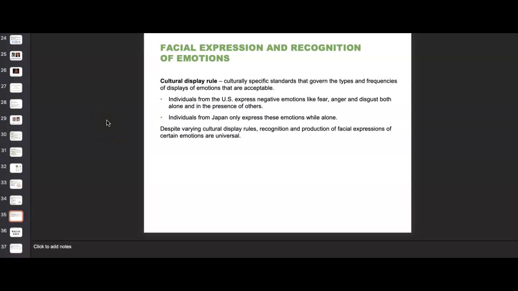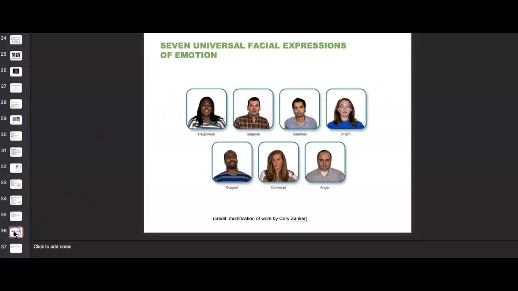Now, facial expression and recognition of emotion is important. There's a cultural display rule: culturally specific standards that govern the types and frequencies of displays of emotions that are acceptable. Individuals from the US express negative emotions like fear, anger, and disgust, both alone and in the presence of others. However, individuals from Japan only express these emotions while alone. Despite varying cultural display rules, recognition and production of facial expressions of certain emotions are universal, but the display rules are different based upon your cultural background.